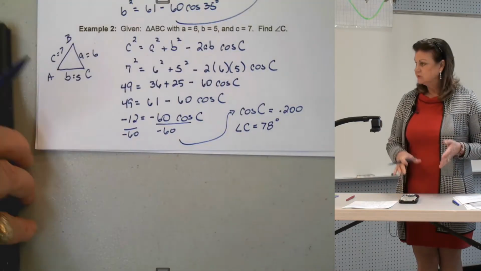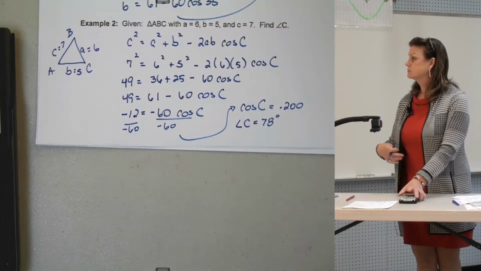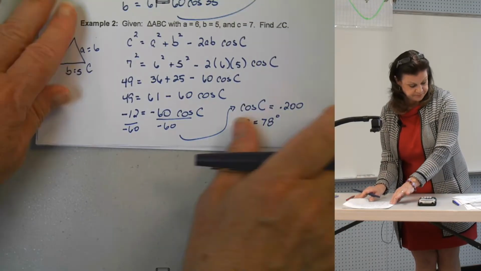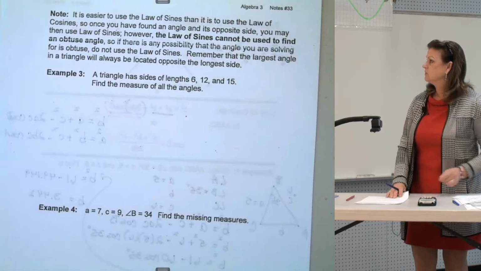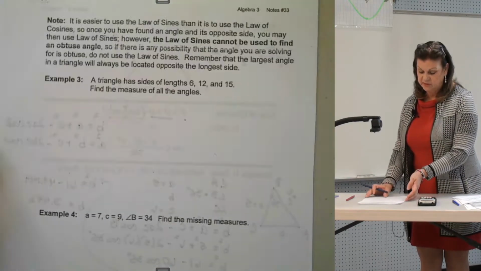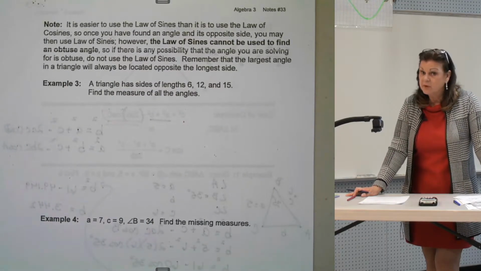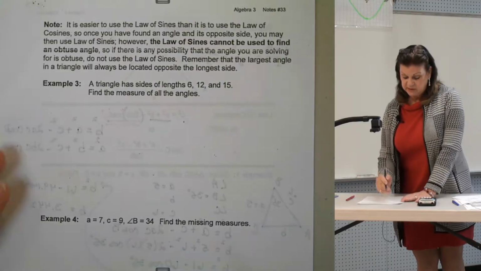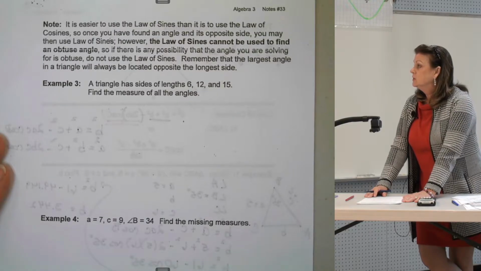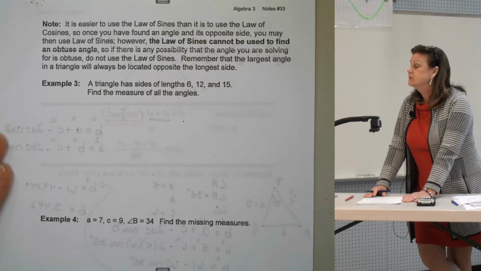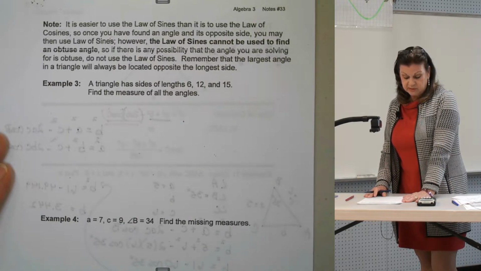So basically, just a lot of algebra that looks way more intimidating than it really is. All right, let's move on. Now, one thing that's a little important, of course, it is easier to use law of sines than law of cosines, so you can then move over to law of sines. But if you're looking for an obtuse angle, you don't want to use the law of sines. It runs into a problem. We can talk more about that as we move on. So if you are looking for what you think may be an obtuse angle, don't use the law of sines. And of course, that'll always be your largest angle on the longest side.